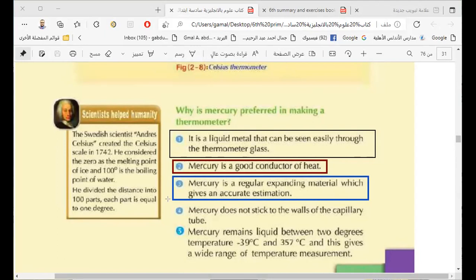Omar Hani, can you read number 4? Mercury does not stick to the wall of the capillary tube. Very good. Mercury doesn't stick to the wall of the capillary tube, so it will never stick like ink. You know the ink in a pen sticks to the pen's tube, but mercury doesn't stick to the capillary tube wall. Is it okay? Because it is a metal.